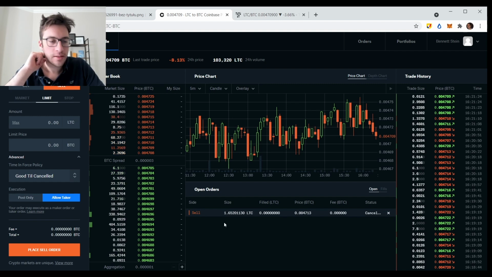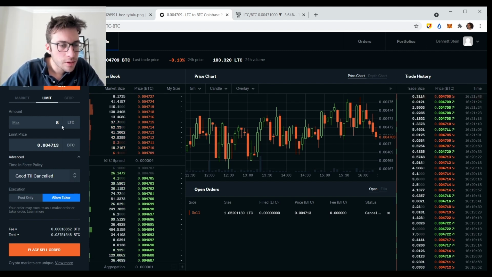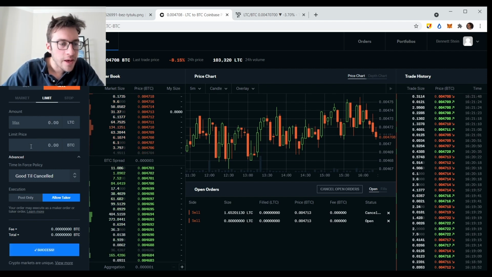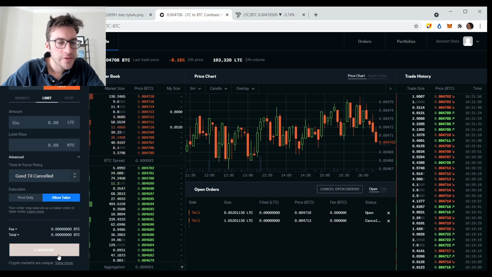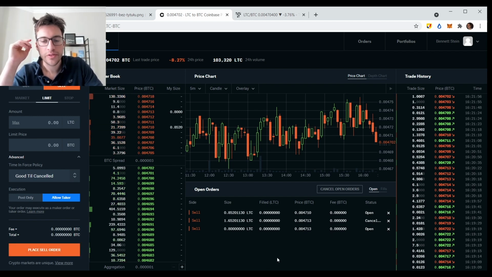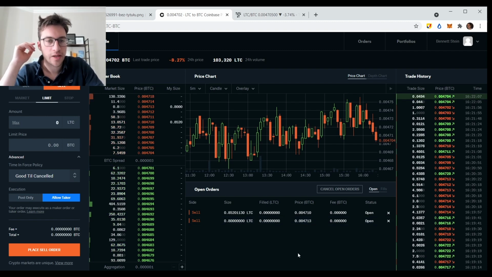But let's say instead, I'm actually going to do something a little bit smarter. Instead of just doing all the LTC, let's do 0.8 at 4713, and then the rest of it at let's say 471. So this is bracketing off my liquidity a little bit, which is what you're supposed to be doing. You don't want to sell everything at one price typically.